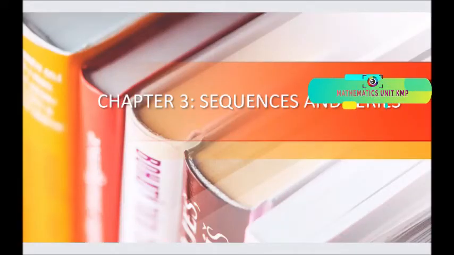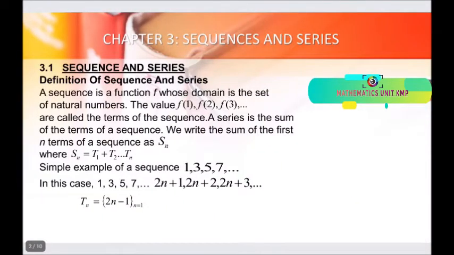Chapter 3, Sequence and Series. A sequence is a function f whose domain is the set of natural numbers. The values f1, f2, f3 and so on are called the terms of the sequence. A series is the sum of the terms of a sequence. We write the sum of the first n terms as Sn, where Sn equals the first term, second term, until the nth term.